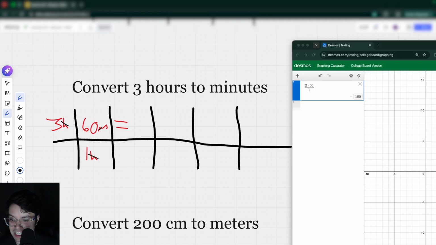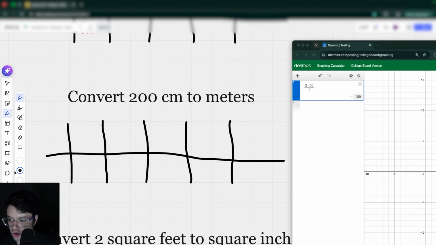So therefore all that's left is minutes. And that makes sense because what we're trying to solve for is minutes. So that works. That would check out. That makes sense. It's the right answer. Let's just do another example like this.